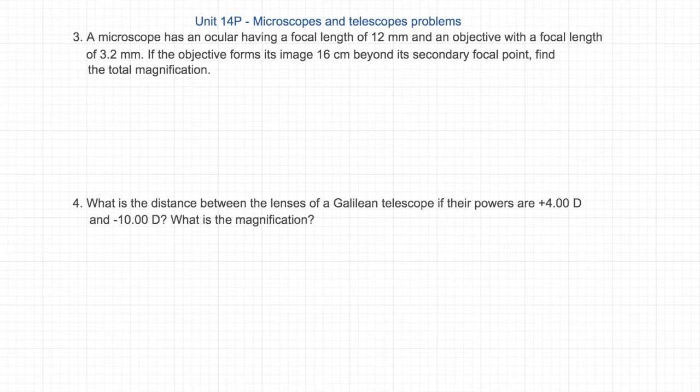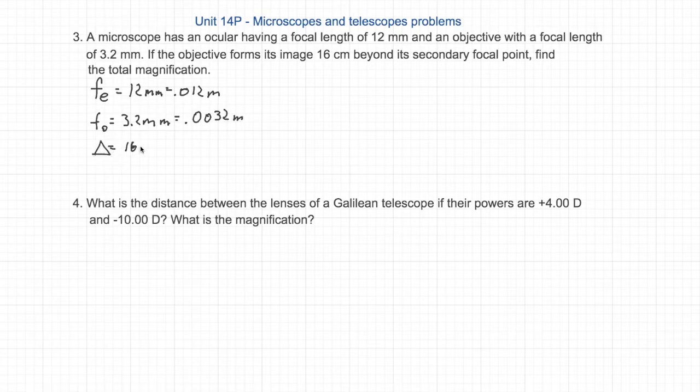Question 3: a microscope has an ocular having a focal length of 12 millimeters and an objective with a focal length of 3.2 millimeters. If the objective forms its image 16 centimeters beyond its secondary focal point, find the total magnification. So the focal length of the eyepiece or ocular is 12 millimeters, which is 0.012 meters. The focal length of the objective is 3.2 millimeters, which is 0.0032 meters. And we're given in the second sentence that delta is 16 centimeters or 0.16 meters.